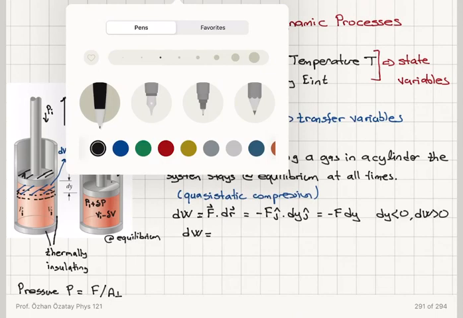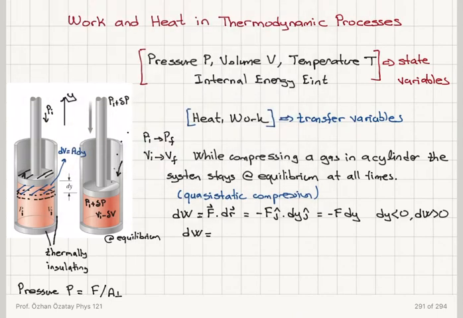So the force that I'm applying is going to be equal to pressure times area. So I have minus pressure times area times dy is equal to the work done. And area times dy is the change in the volume. So it's minus pressure times dV. And once again, the volume is decreasing, dV is negative. Work done by this force is positive.